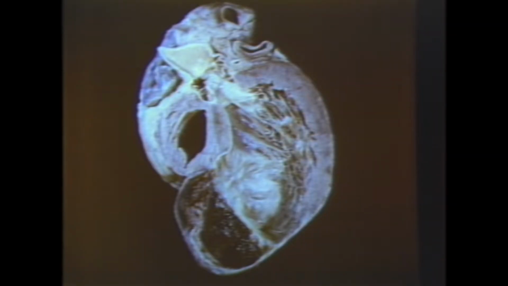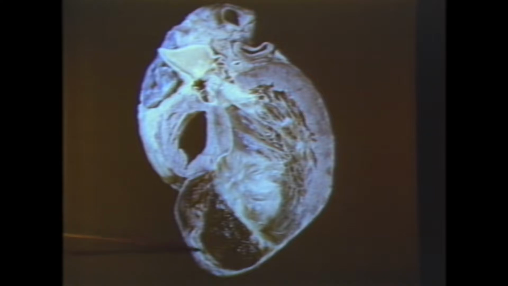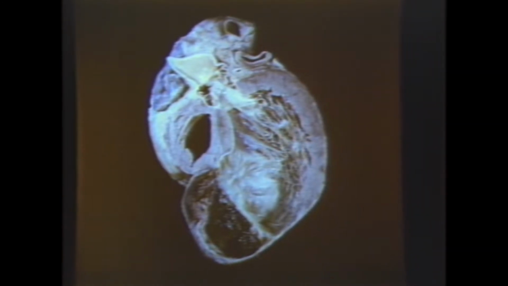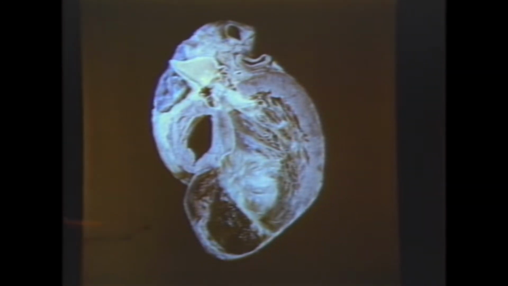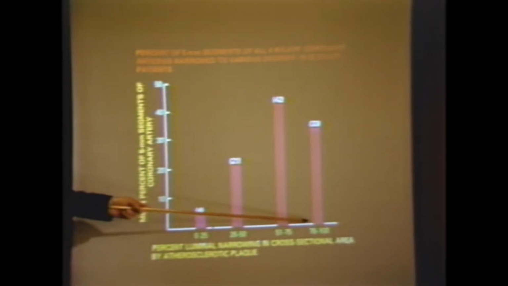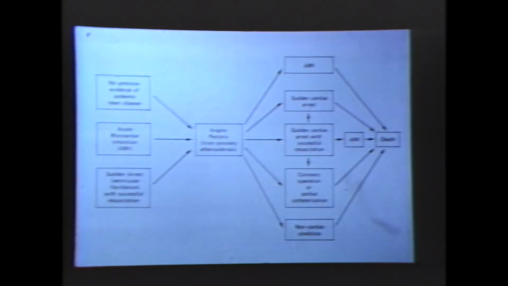We also have studied a group of patients who had true left ventricular aneurysms at sites of healed myocardial infarction. And these patients, when we looked at the percent of 5 millimeter segments narrowed 76 to 100%, 33%, which was relatively similar to the other patients with healed myocardial infarction. A final group of patients with angina pectoris.